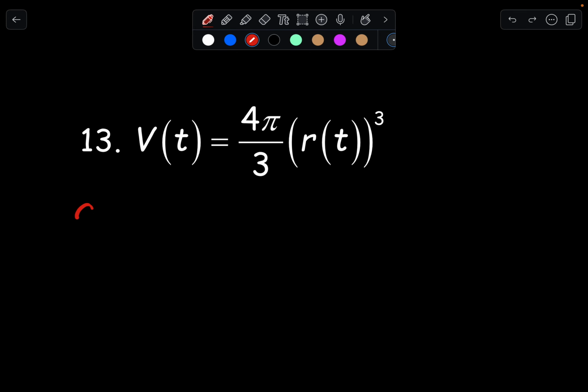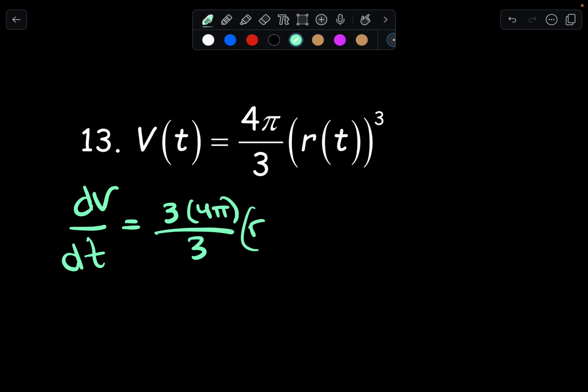Basically, we are taking the derivative of V. Whoops, I don't like that color. The derivative of V with respect to t. 4 pi over 3 is a constant, so constants are not going to change as we use these rules. They will just stay there and be involved with multiplying or dividing. So the first rule we will use is the power rule. So I'm going to bring the 3 down. And then we have times 4 pi over 3.